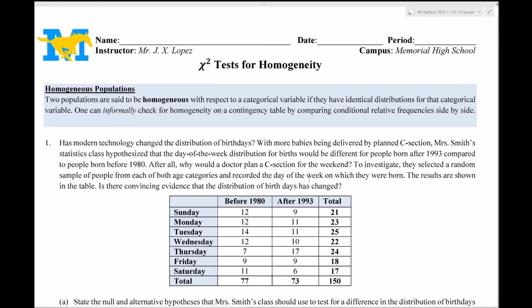AP Stats, we are in the next few handouts for the second half of Unit 10 over chi-square inference procedures. There's really only two more major topics left.